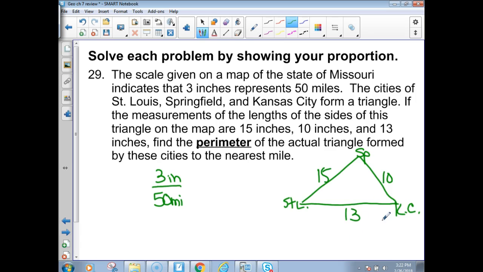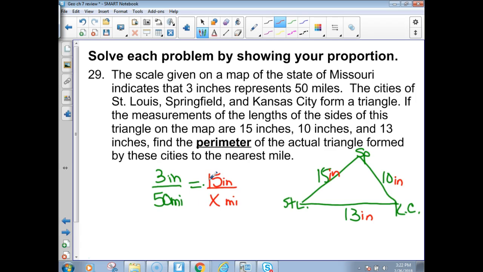Now, we want to know the perimeter of the triangle formed by these cities to the nearest mile. So we've got to do 3 calculations. We've got to convert each one of those numbers to actual miles. Where would that go in the problem? Where would the measurement go, if that's in inches? On top. All right, we want to find how many miles that is.